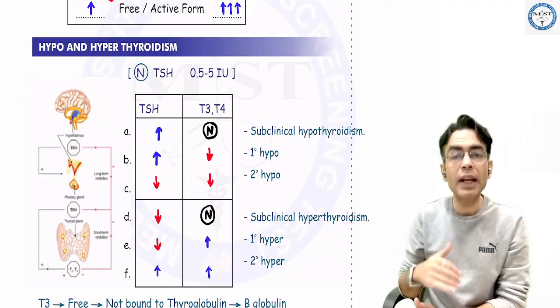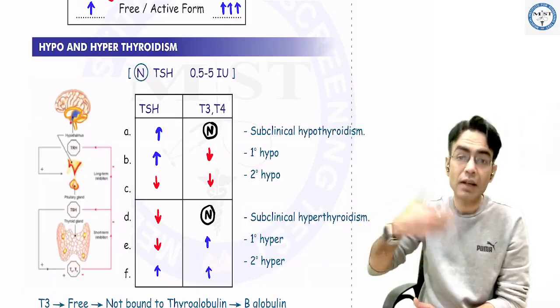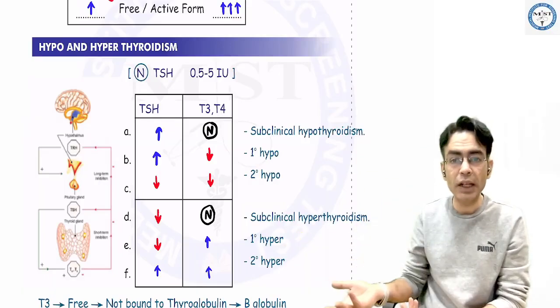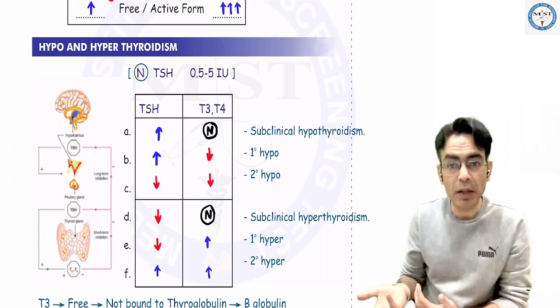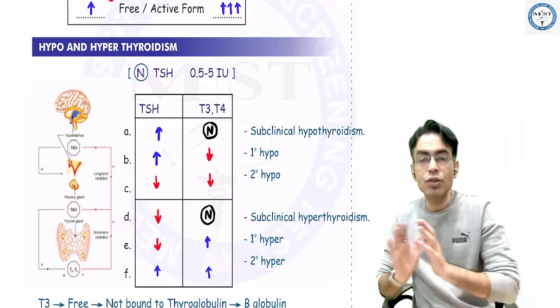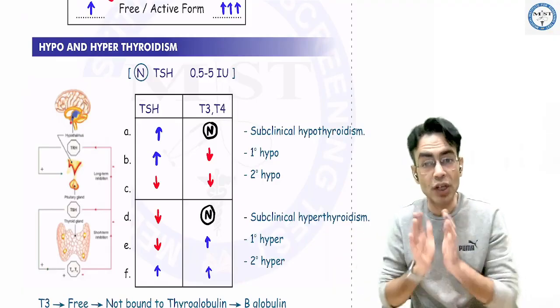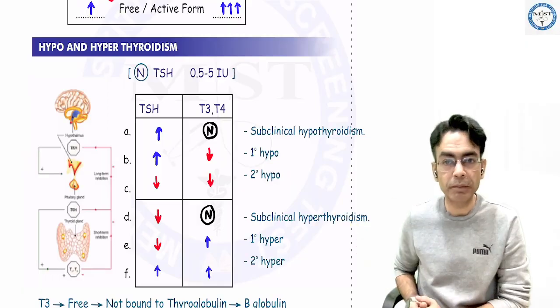And likewise, subclinical hyper: the pituitary is telling the thyroid gland do not secrete the hormone, but it is continuously secreting. It is working normally, but it should work less. So it is hyper, but because it is working normally, it is not giving hyper symptoms just now. Eventually it will. So it is called subclinical hyper.